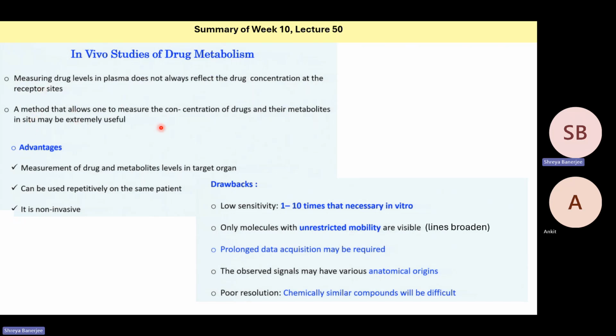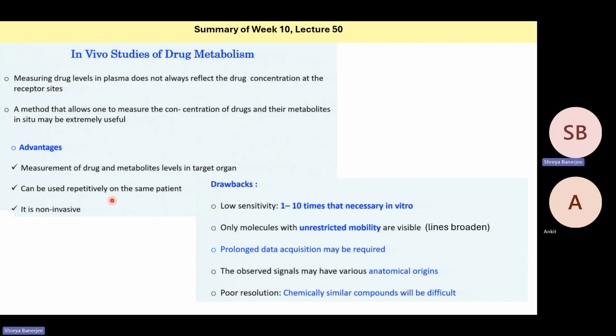Secondly, in vivo, a basic continuation of the first point, is that a method that allows one to measure the concentration of drug and their metabolites in situ, means at the position where the drug is acting, is extremely useful. So the advantage of in vivo is that you can measure quantitatively the amount of drug and its metabolites in the target organ, because you are studying the organ that is actually the target and not the urine or plasma where there is an indirect measurement.